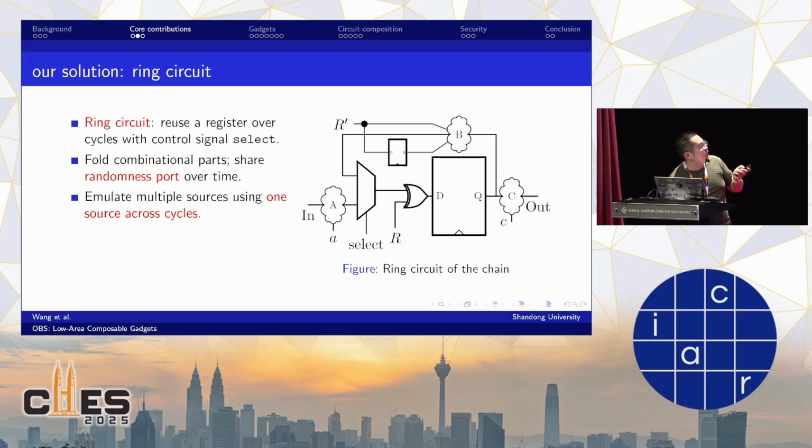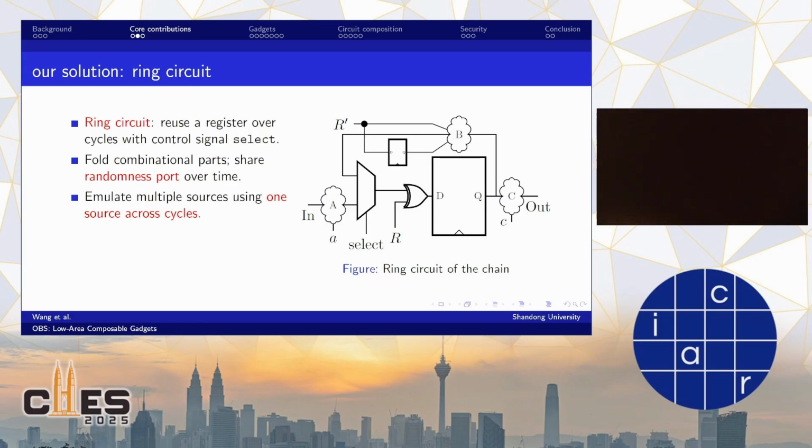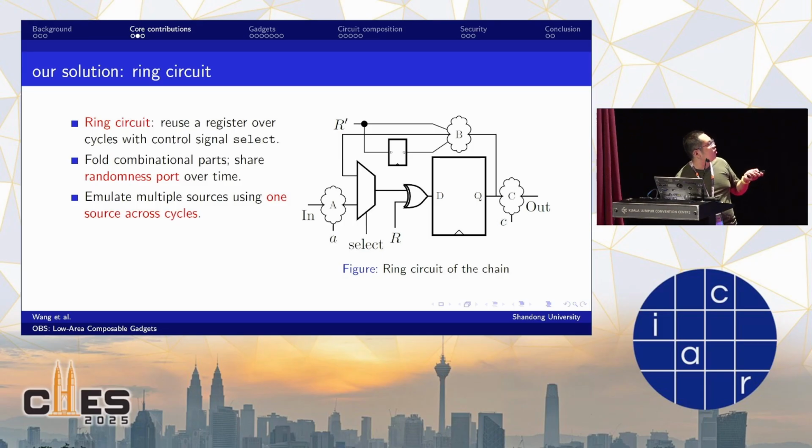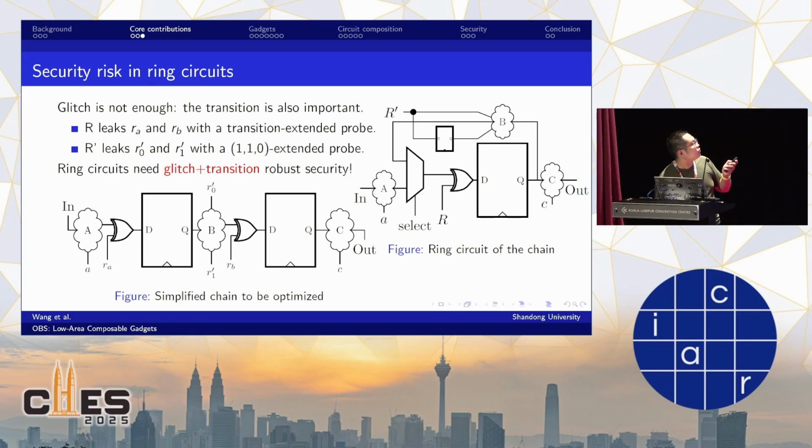And this way we can also reduce some combinational circuits like the masking R part, and emulate more randomness, using one random source across cycles.